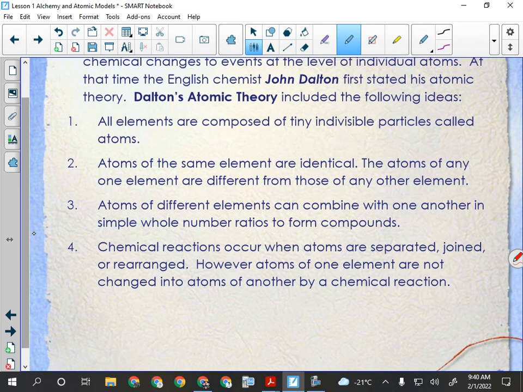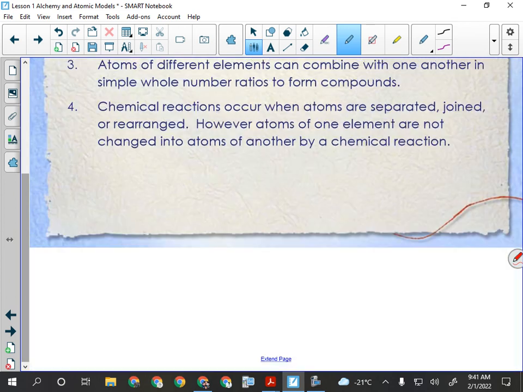Dalton's third point and his fourth point are based on the observations he made of chemical reactions. Okay? So point number 3 says, in a chemical reaction, atoms of different elements can combine with one another in simple whole number ratios to form compounds. Okay? So atoms can go together and make bigger molecules. So as an example, water. Okay? Water contains 2 hydrogen atoms and 1 oxygen atom.